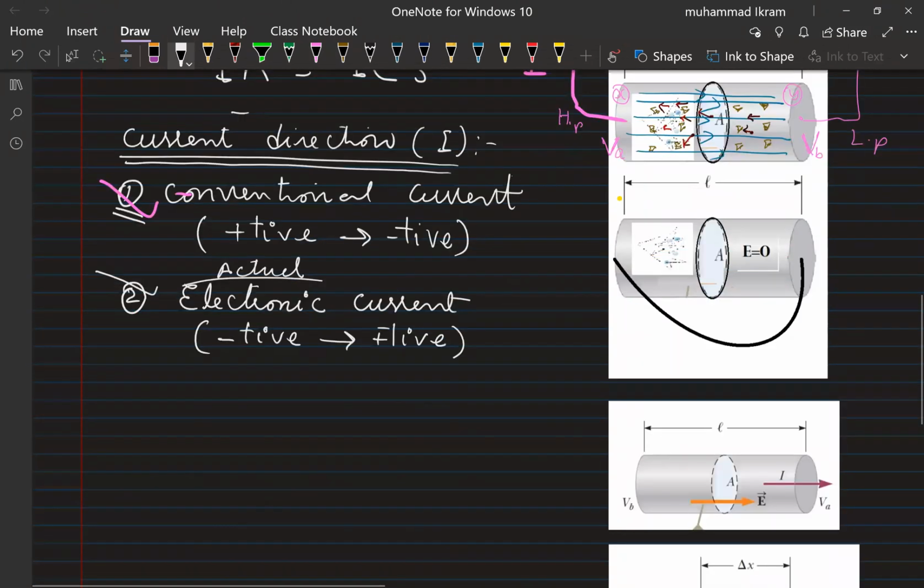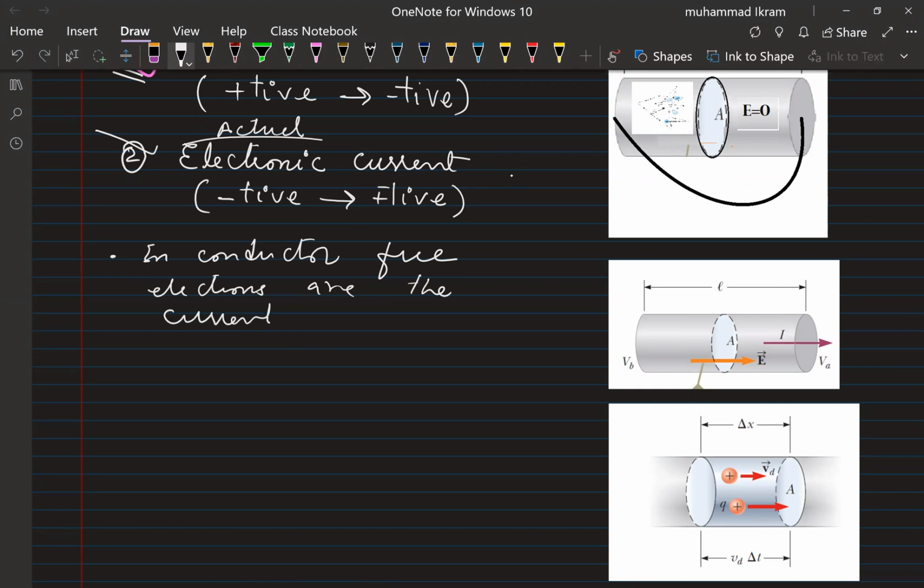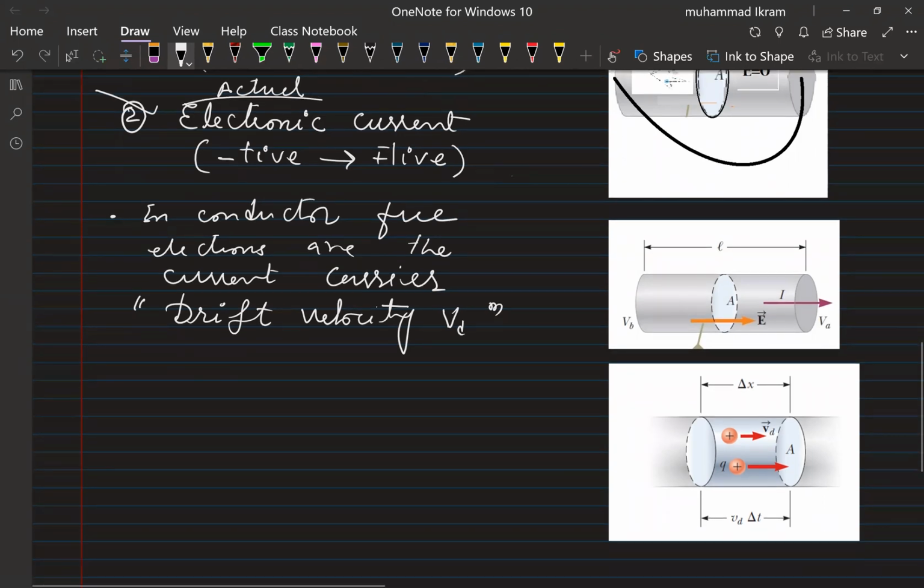This is what I already explained to you, that in a conductor the free electrons are the current carriers. And this is because of an effect called the drift velocity, Vd, which I will explain to you shortly. Now let us consider a conductor.